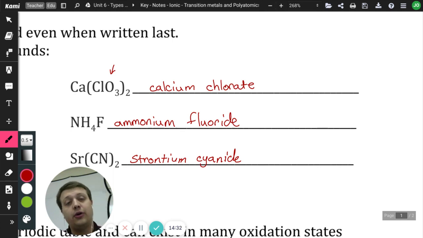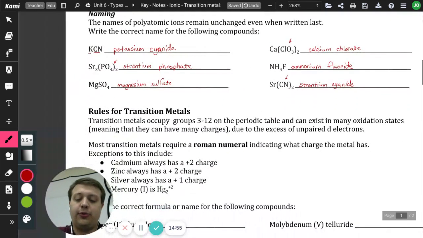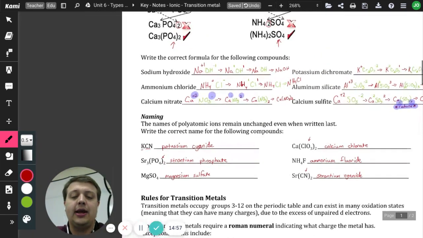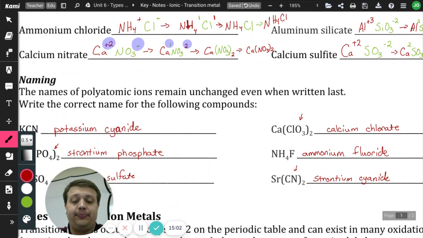Last, I've got the strontium, and then I've got a carbon, and I've got a nitrogen. Well, we've already looked at that having a parentheses around it. Since it's got a parentheses, that tells me that that is a polyatomic ion. So this would be strontium with a polyatomic ion of cyanide. So this would be strontium cyanide. All right? So that would be us writing names for our polyatomic ions.